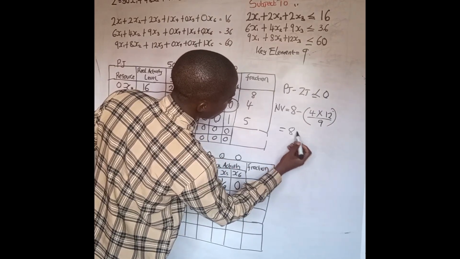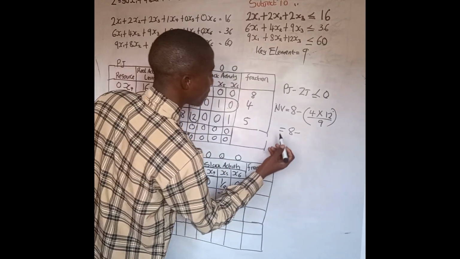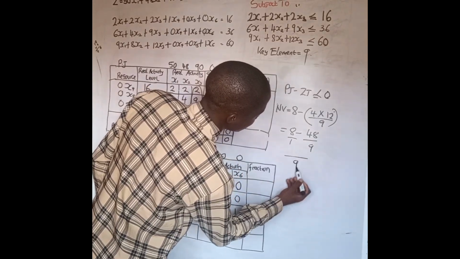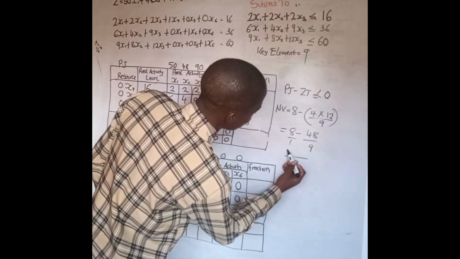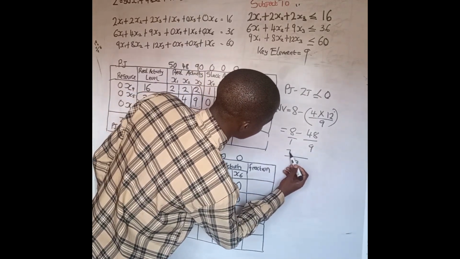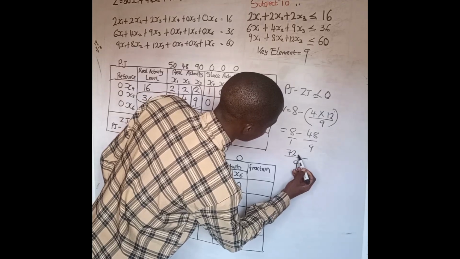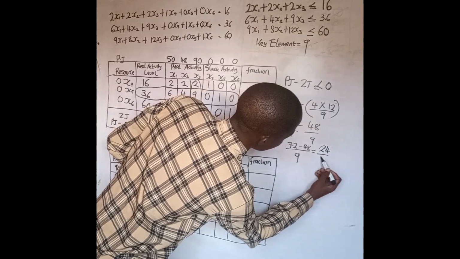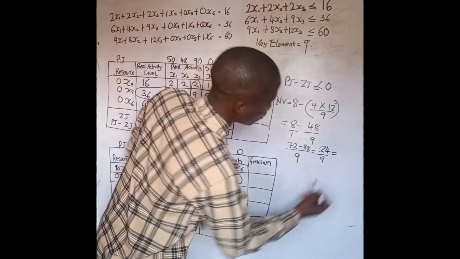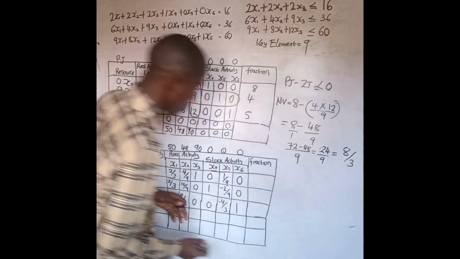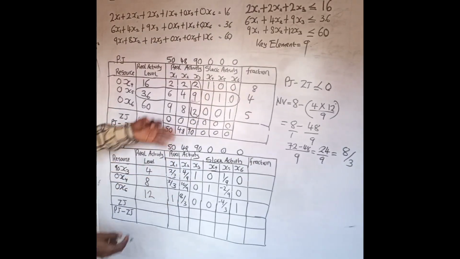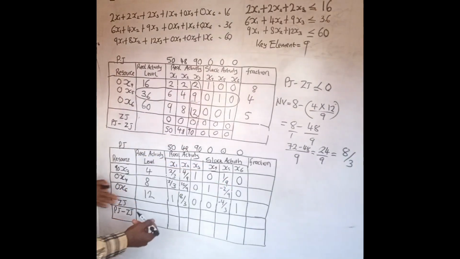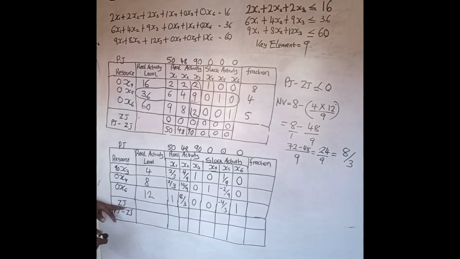Now if I proceed, I'm going to have 8 minus 4 multiplied by 12 all over 9, which is 48 all over 9. So if I take the LCM, it is 9. 9 times 8 is 72. 72 minus 48, that is 24. So 24 all over 9. 24 over 9 can be reduced to 8 over 3. So that is why I have 8 over 3 here. If you use this approach for all the elements in these cells, we are going to get their new values as this. Now let us proceed to find the value of our ZJ.